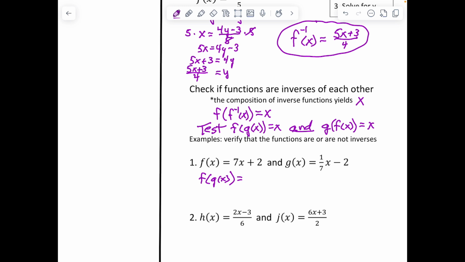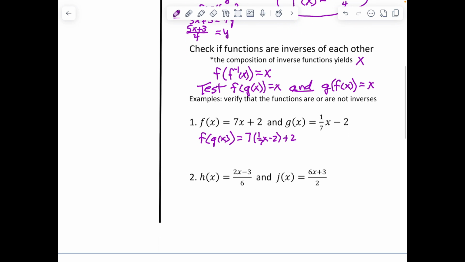So f of g of x means I'm going to take the f function, where there's an x, I'm going to put a parentheses, and inside I'm going to put the g function. So 1/7 x minus 2. Now let's go ahead and simplify that. 7 times 1/7 x is just x. That's very promising. But when we distribute the 7 to the -2, we get -14, and then plus the 2, that's on the outside here. And what you get then is x minus 12.